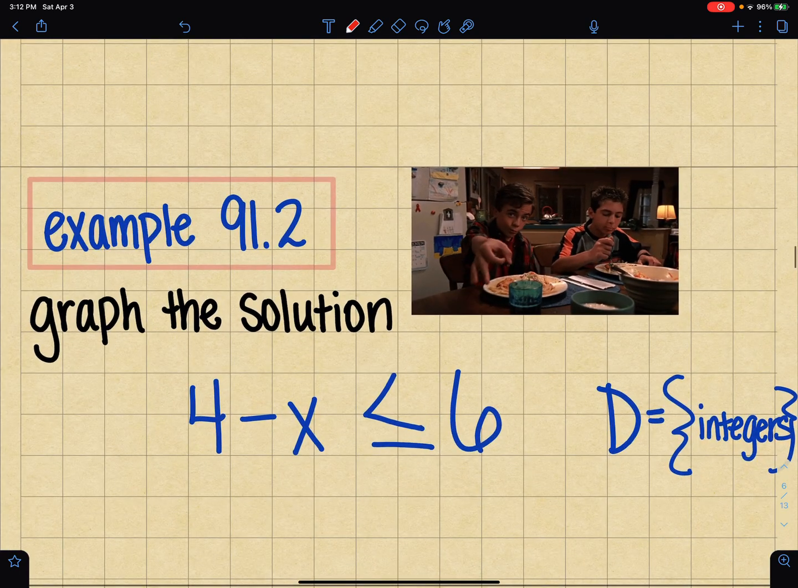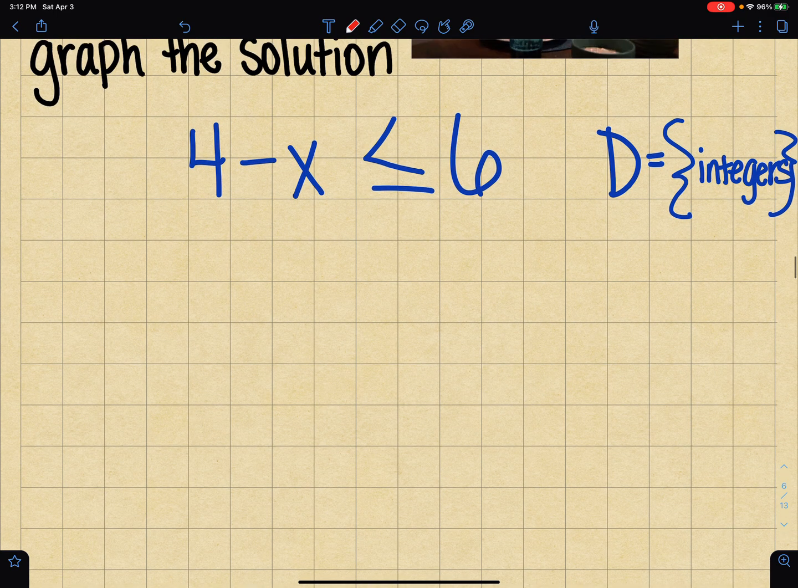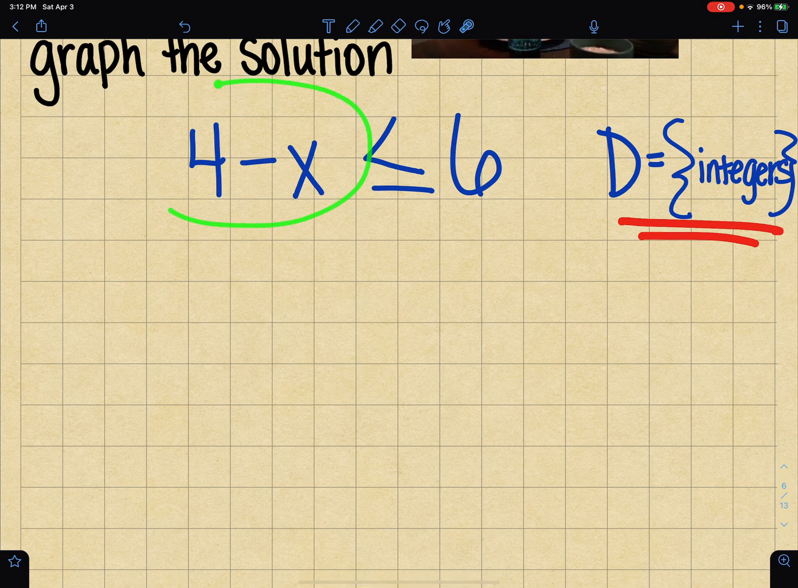That was the game. All right, we're going to graph the solution, 91.2, graph the solution to this. This time the domain is integers, so we're going to remember that it's spaced out as integers. And here's the equation they give us. 4 minus x on the left-hand side, less than or equal to 6. And this is an inequality, so we're going to have to isolate the x.